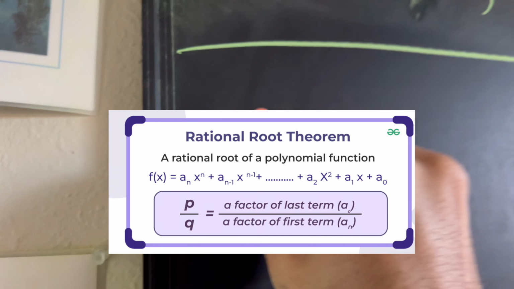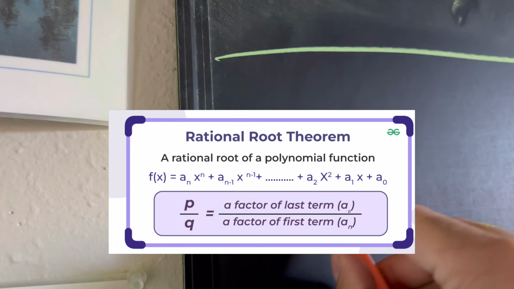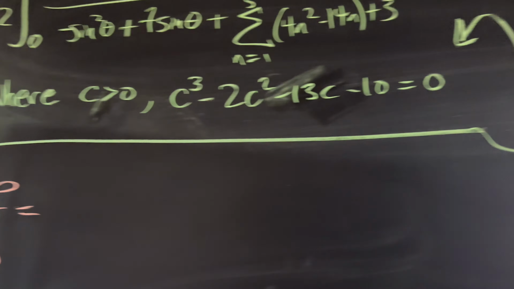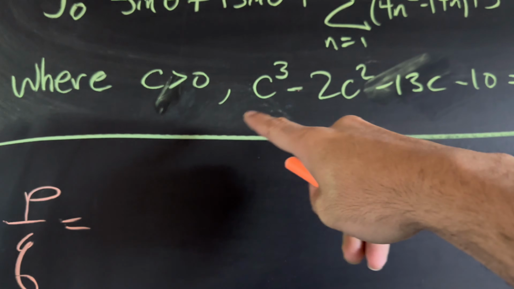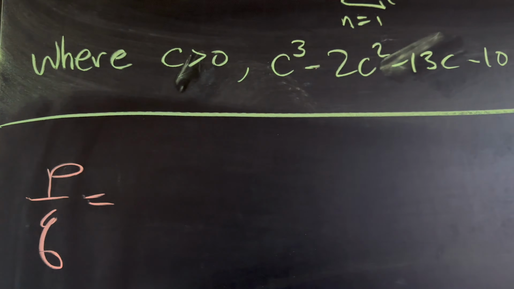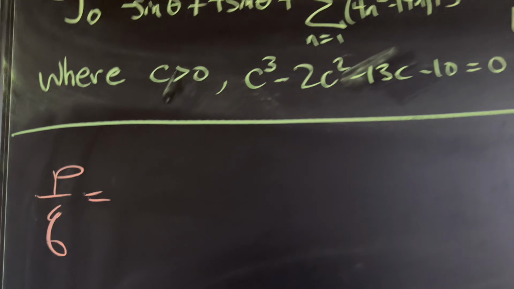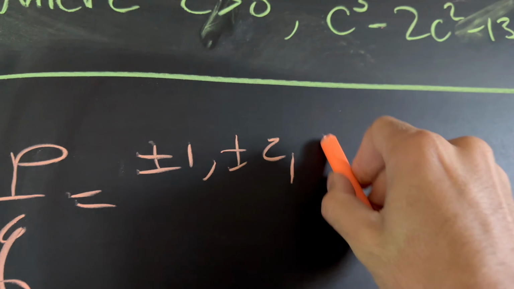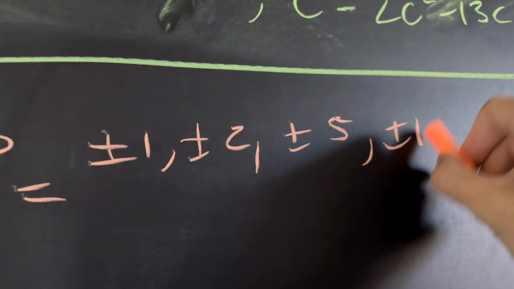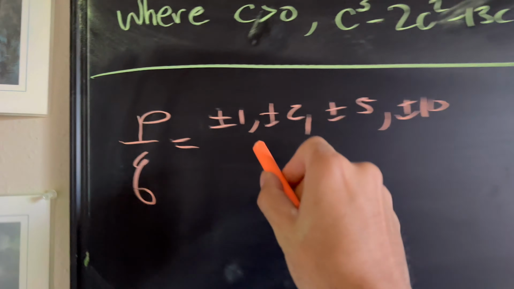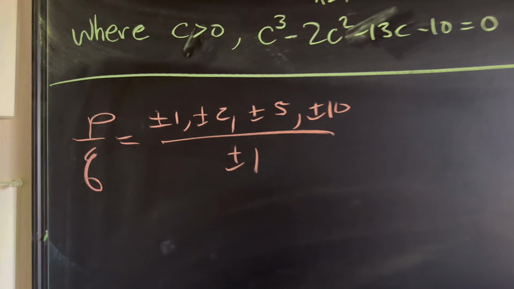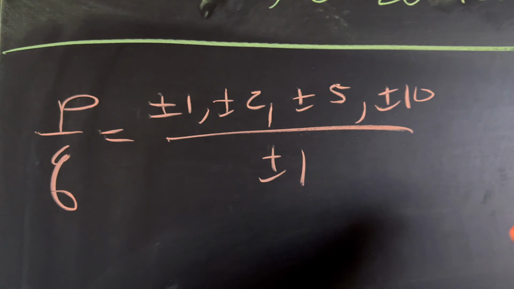The rational root theorem tells us that the possible roots are some form of p over q, where p is going to be the factors of -10, and q is the factors of the leading coefficient, which in this case is just 1. So it's really going to help us. The factors of -10 are plus or minus 1, plus or minus 2, plus or minus 5, and plus or minus 10. Then we divide by the factors of the leading coefficient, which in this case was 1. So we really just have 8 different options to choose from.